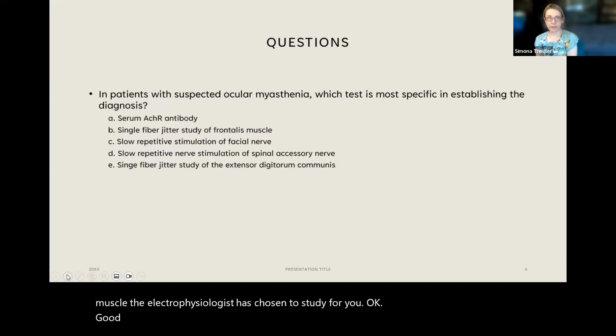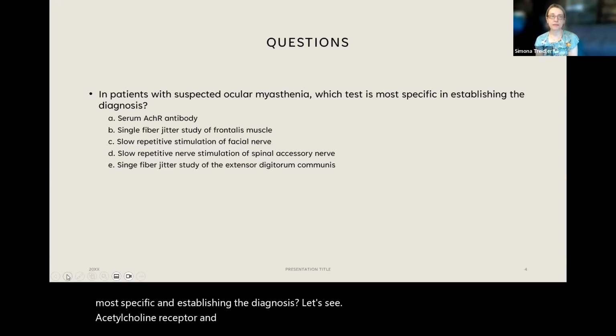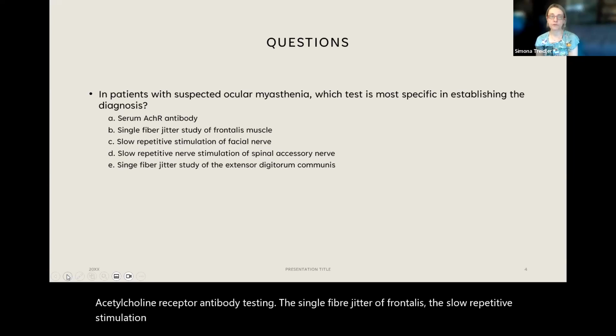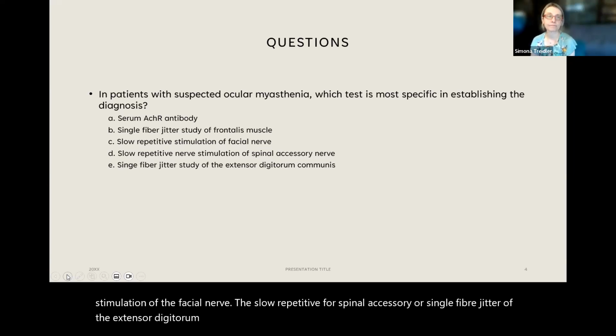Good. Now another question. In patients with suspected ocular myasthenia, which test is most specific in establishing the diagnosis? Let's see. Acetylcholine receptor antibody testing, the single fiber jitter of frontalis, the slow repetitive stimulation of the facial nerve, the slow repetitive stimulation of the spinal accessory, or single fiber jitter of the extensor digitorum communis.